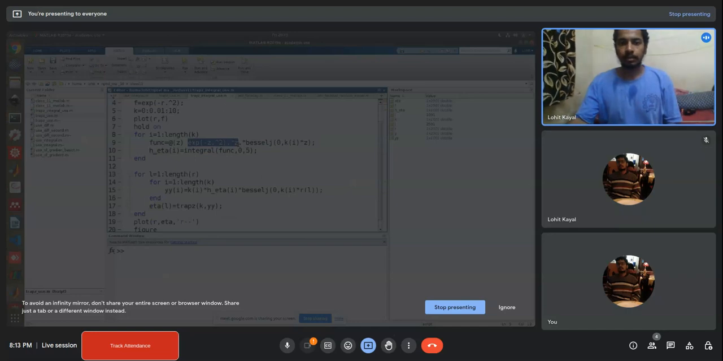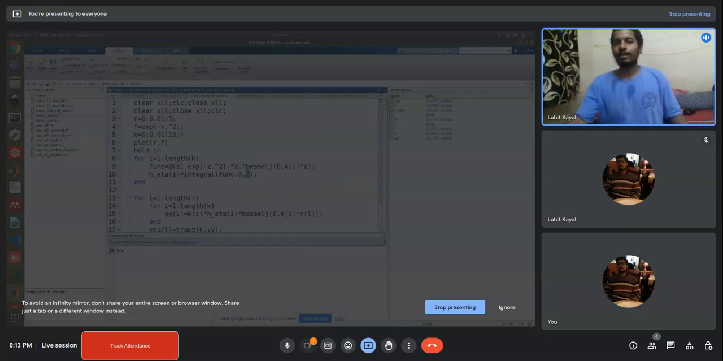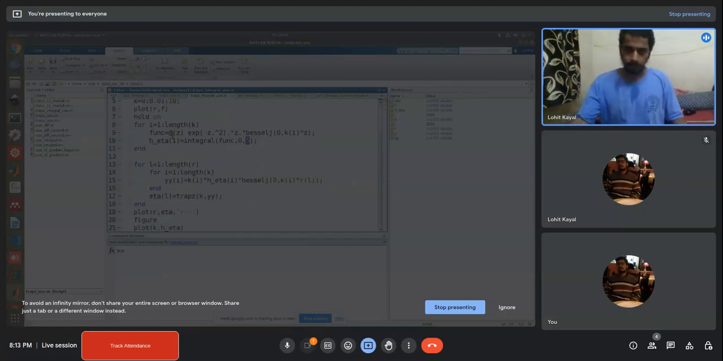So here I have defined a function e to the power minus z square. So it is r times e to the power minus r square times Bessel j0 of ki times r. So it is the loop inside k. For each k, I need to find a value in the k domain, and here the integral is from 0 to 5, because 5 will work sufficiently well as infinity. If you put e to the power minus 5 square, that is e to the power minus 25, it is 0. This 5 comes from that fact.